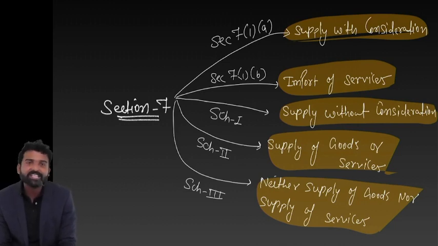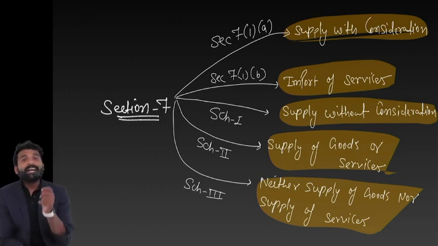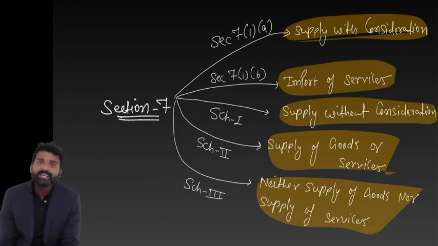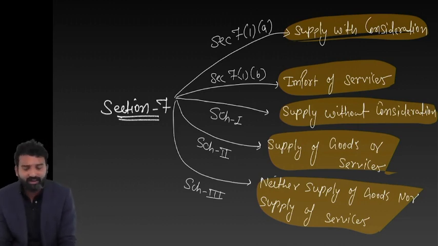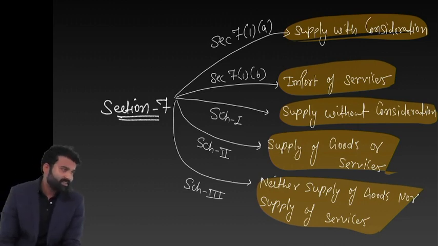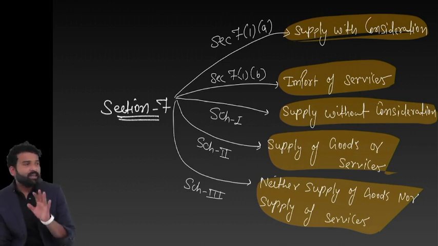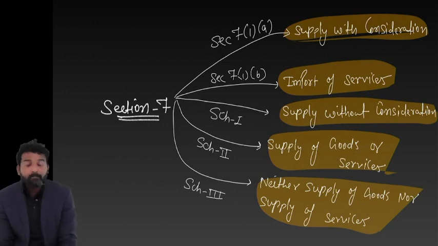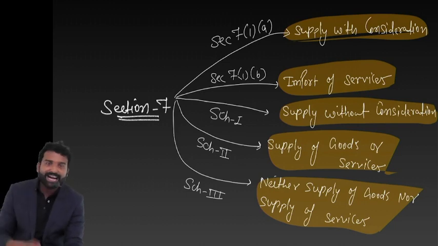Yeah, the reason is very simple, because import of goods is not covered by GST law. Import of goods is covered by Customs law. So in the Customs Act, you will find the transaction of import of goods. In GST, import of services is only there because import of services is covered under the GST Act only. Okay. So now under section 7, we have 5 different inclusions, and we are starting with 7.1A.